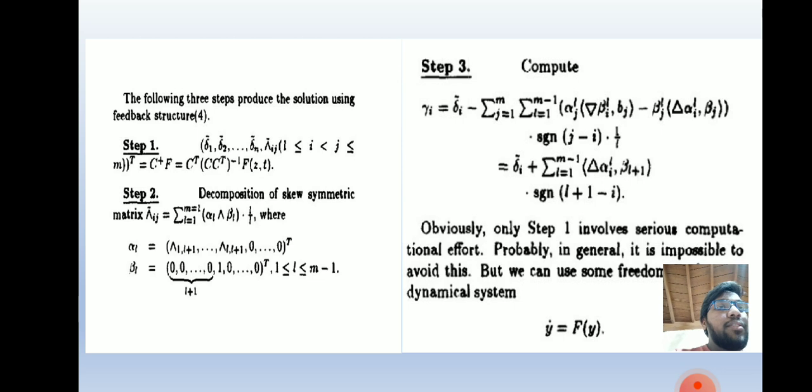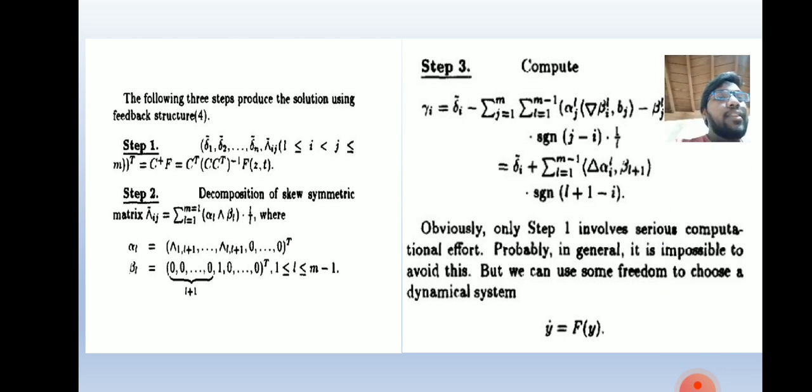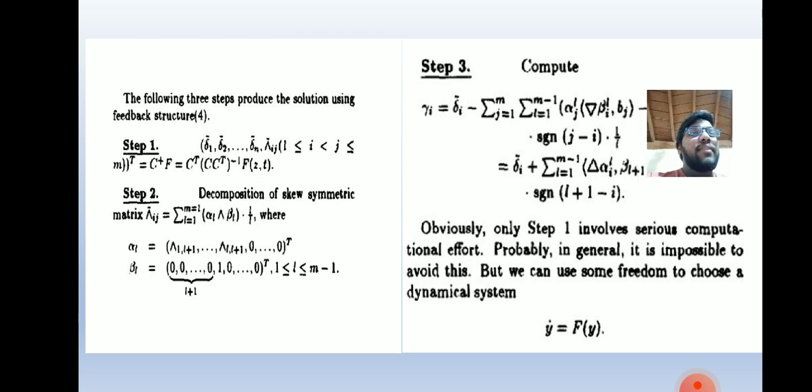From these three steps we get the solution. Obviously only step 1 involves serious computational effort. Probably in general it is impossible to avoid this, but we can use some freedom to choose a dynamical system y dot equal to f of y.